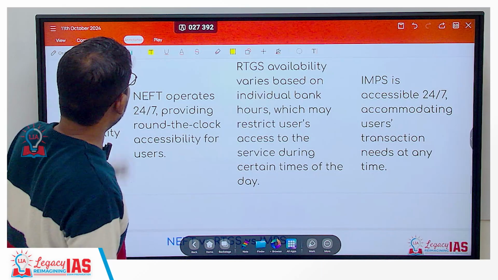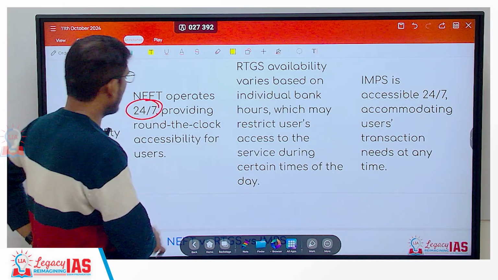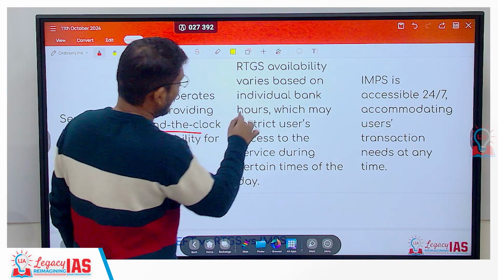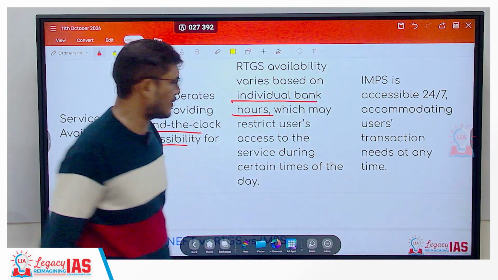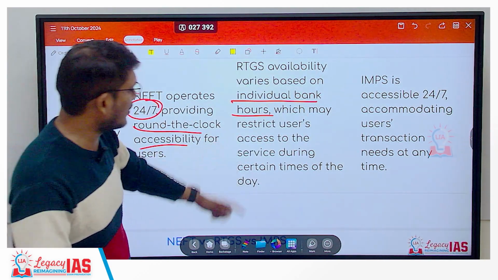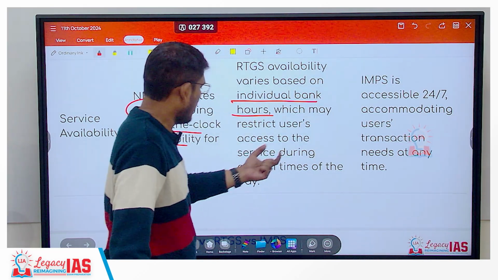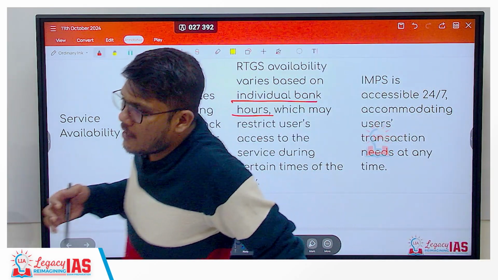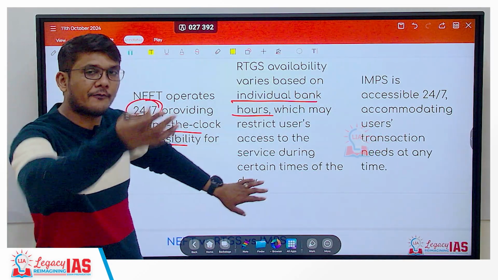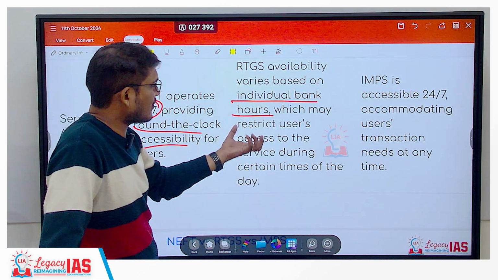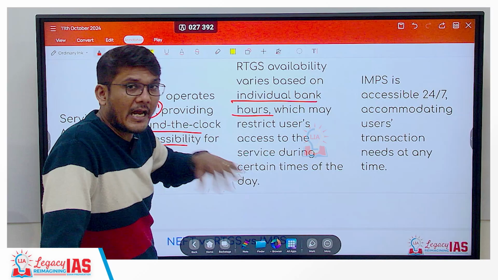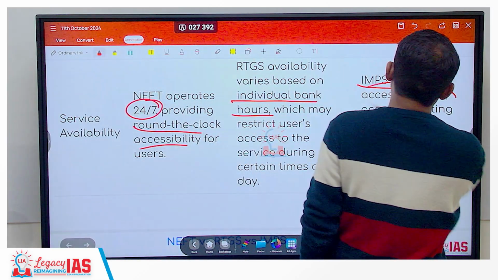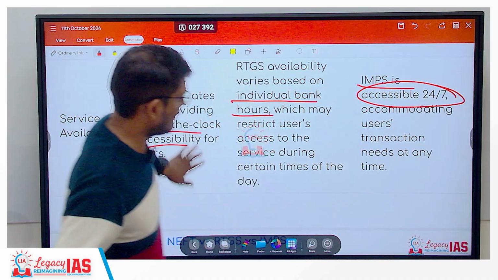If you look at service availability, NEFT is not 24/7 round-the-clock accessible. Availability is based on individual bank hours, which may restrict users' access to the service during certain times of the day. It is restricted. See, anyhow, the amount is also above 2 lakhs. So the service depends upon the timing which the individual bank has made available. IMPS, on the other hand, is accessible 24/7.